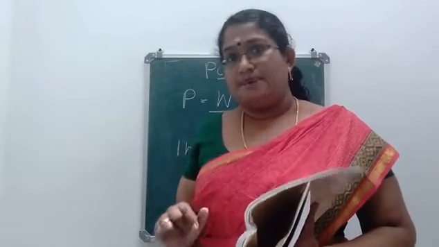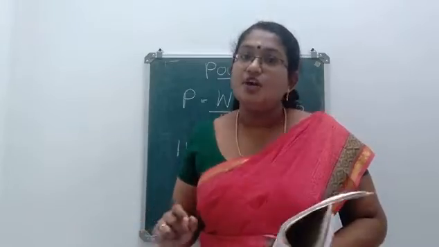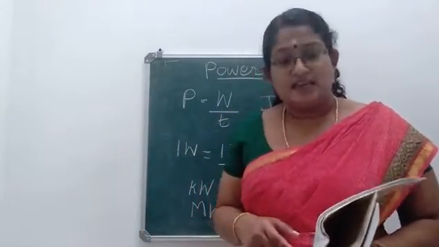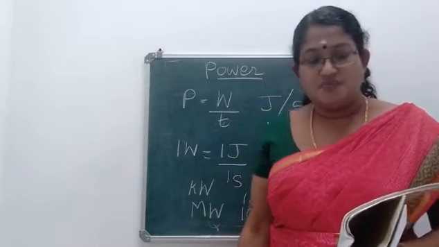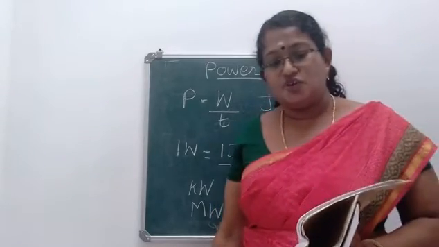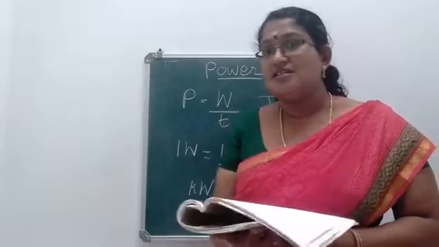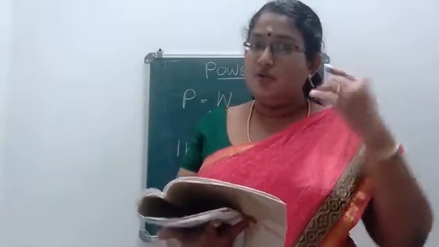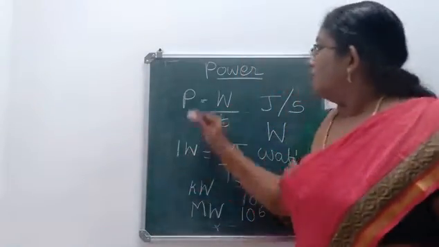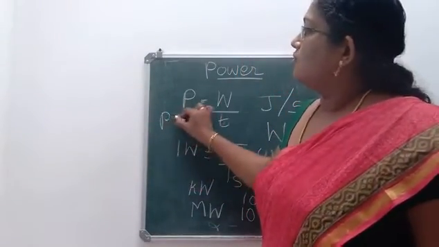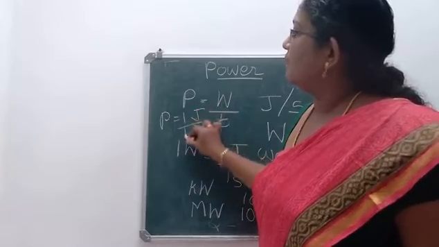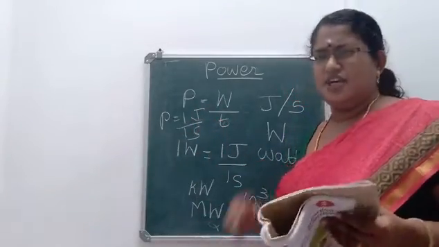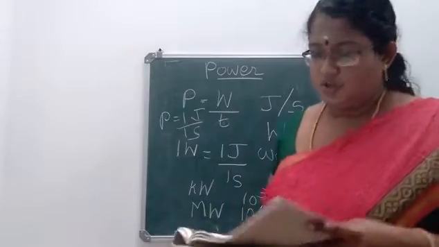Question number 3. Name the physical quantity whose unit is watt. Answer is power. Then what is the power of an engine which is working at the rate of 1 joule per second? Answer is 1 watt. Or you can write power is equal to 1 joule by 1 second, which is equal to 1 watt. That is the answer. Don't copy it again into the notebook.